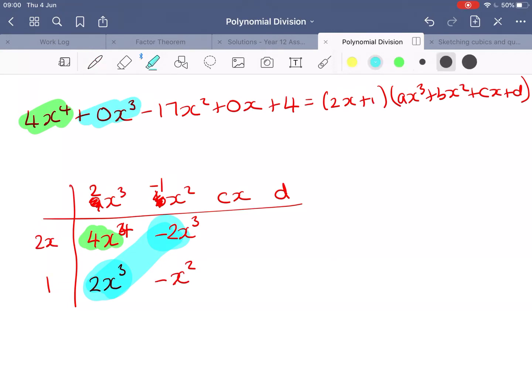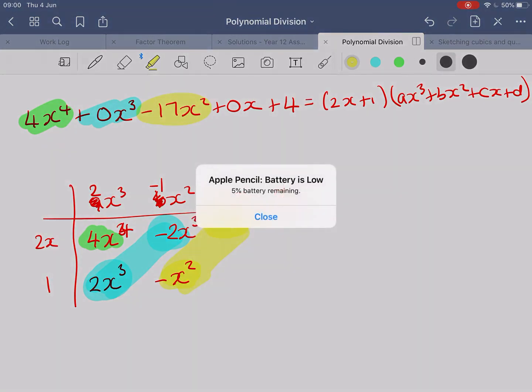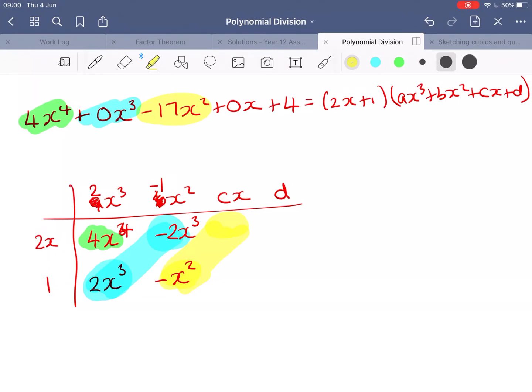Now then, where do my x squareds come from? My x squareds come from here and from here. So these have to make minus 17x squareds. Now that means I've got minus x squared. I need another minus 16x squareds because that's going to give me minus 17x squared. So that means cx times 2x has to equal minus 16x squared. So that means my c has to be minus 8. So fill in the rest of the column. So that becomes minus 8x.